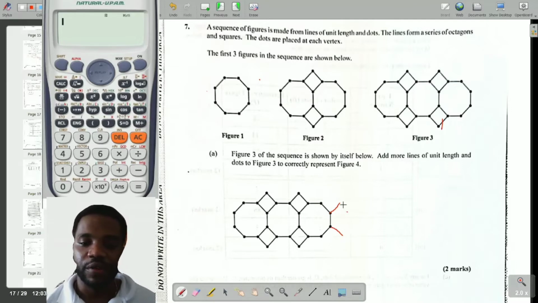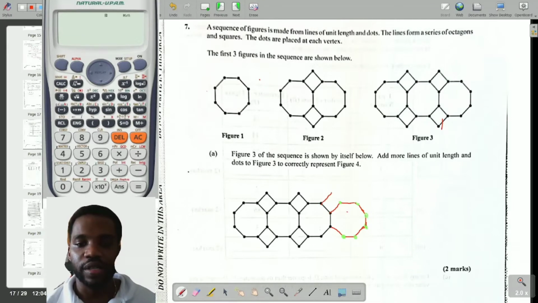I'm actually using my free hand, so it's not going to be as neat as it should be, but you need to ensure that you have it neatly done. There we go, so we actually have the octagons. I'm going to use a different color to put in the dots. So we're going to have a dot there, dot here, dot here, dot here, dot here, and dot there. And we need to put in the squares that fall in between, alright?